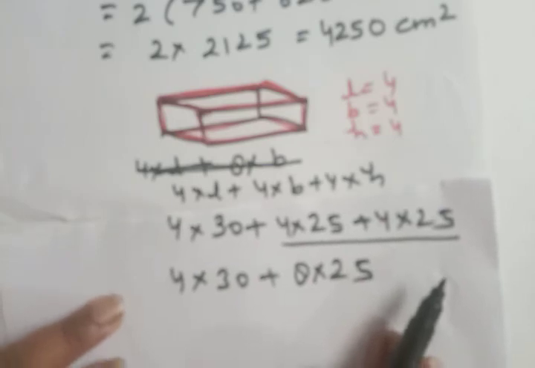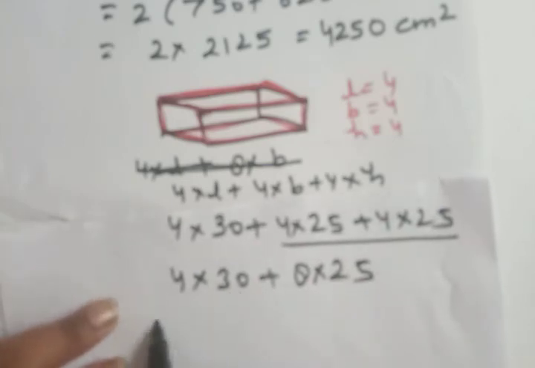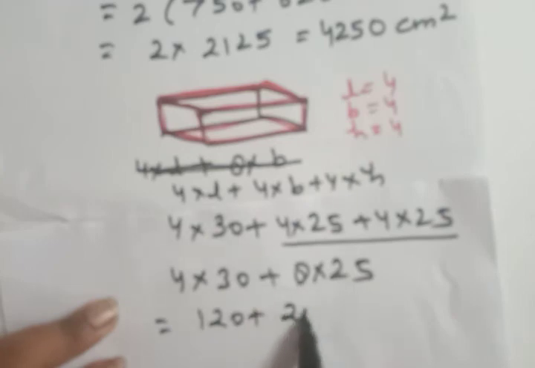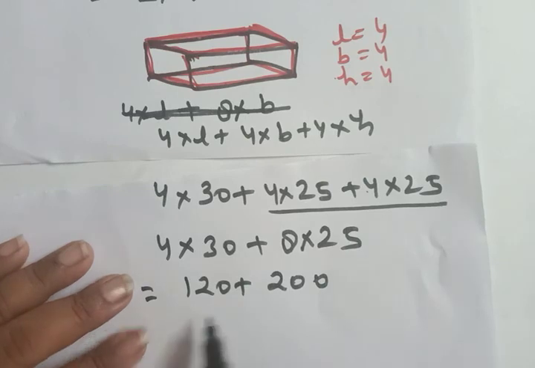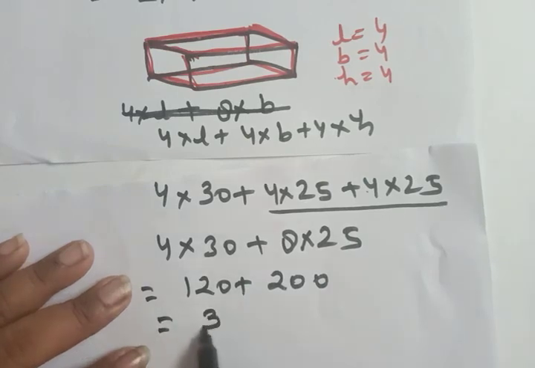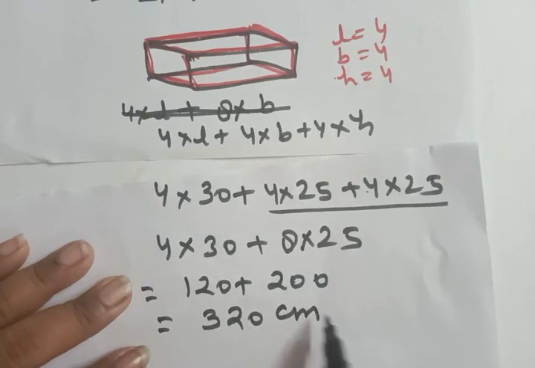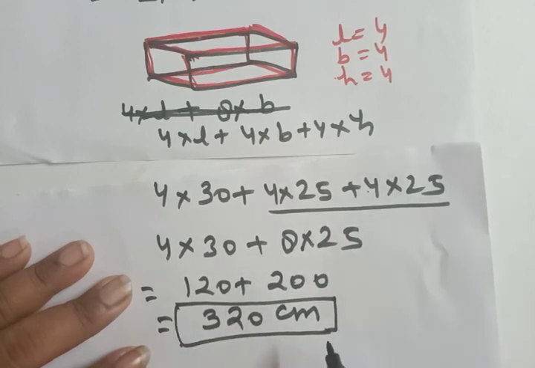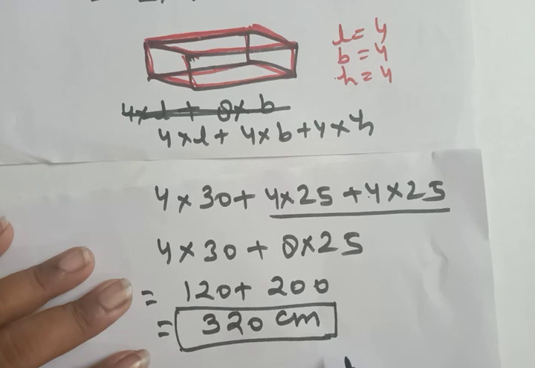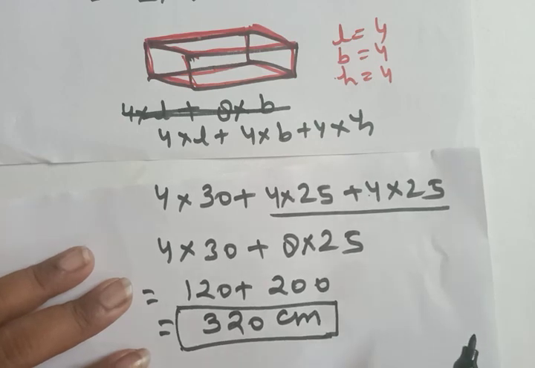Now just multiply, that will be equal to 120 plus 8 into 25, that is 200, and that is equal to 320 centimeter. So this is the length of the tape that is used in joining the edges or pasting the edges.